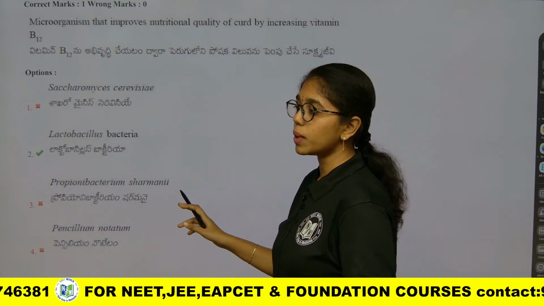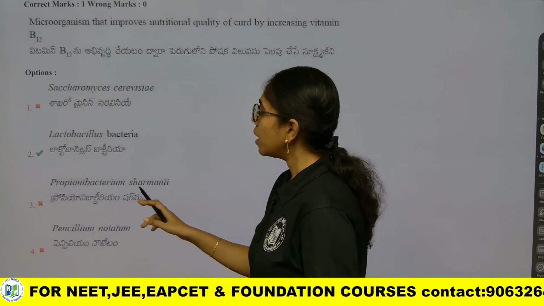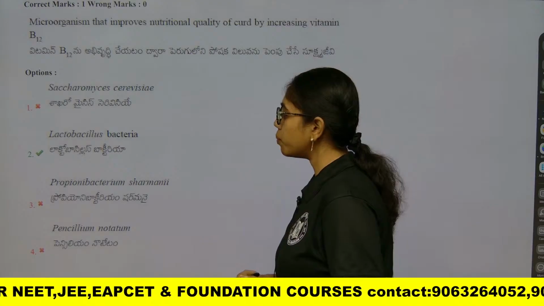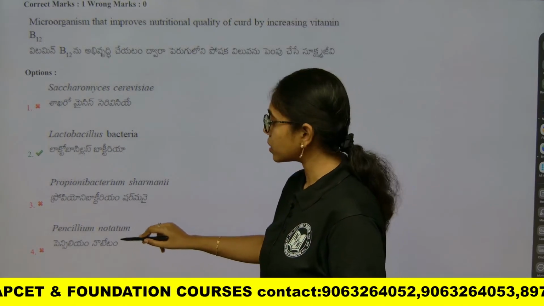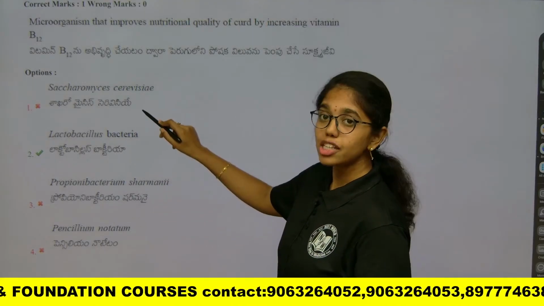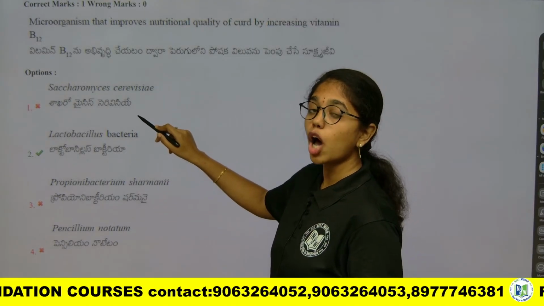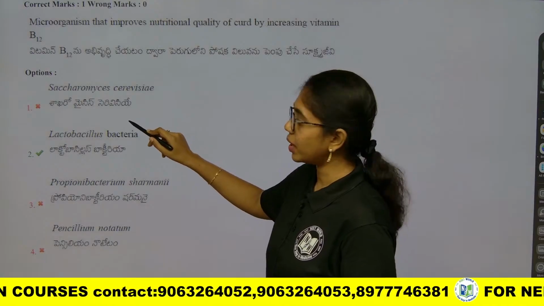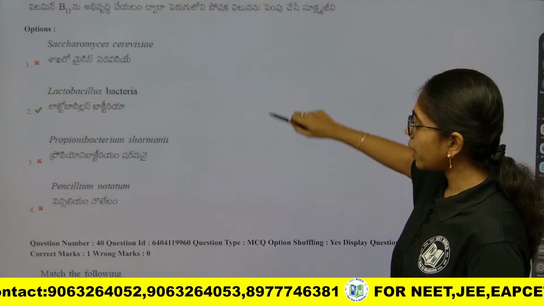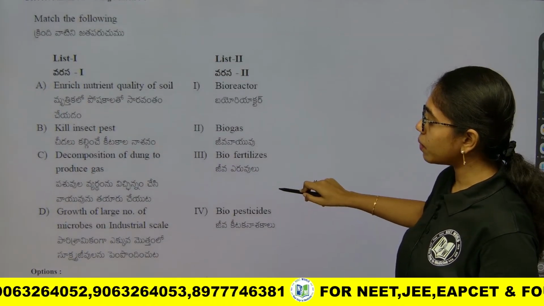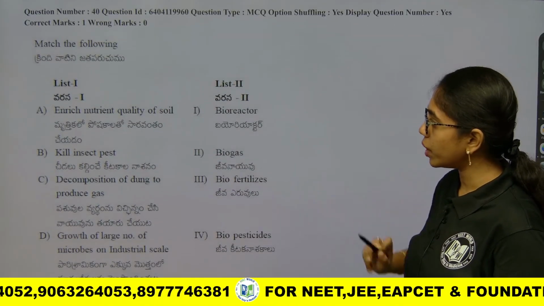If the question is with respect to cheese making, then you have to go for the option Propionibacterium shermanii. If it is with respect to antibiotics, then Penicillium notatum. If it is with respect to alcohol making or brewing industries, then the option should be Saccharomyces cerevisiae. Clear, right ma? Now, the last question of today's session, just look into it.